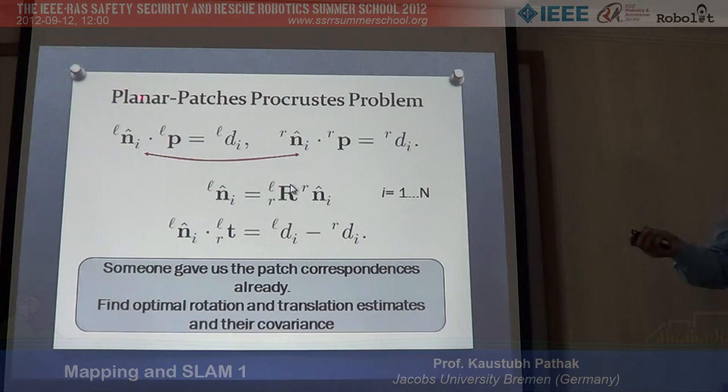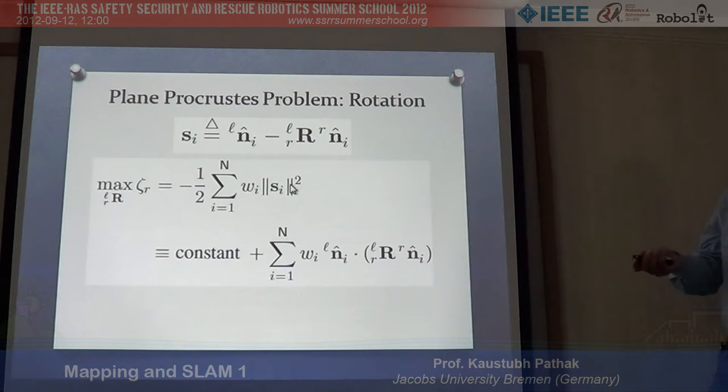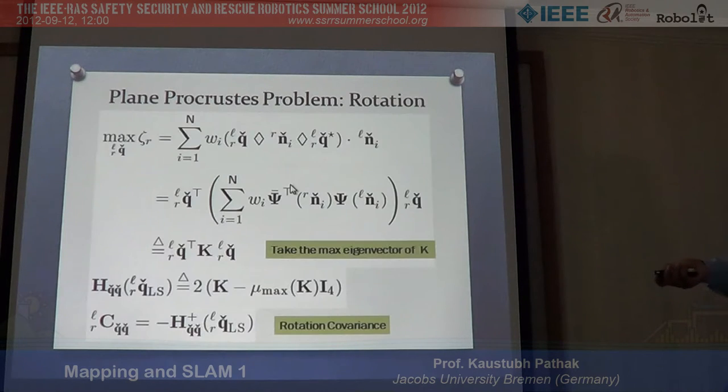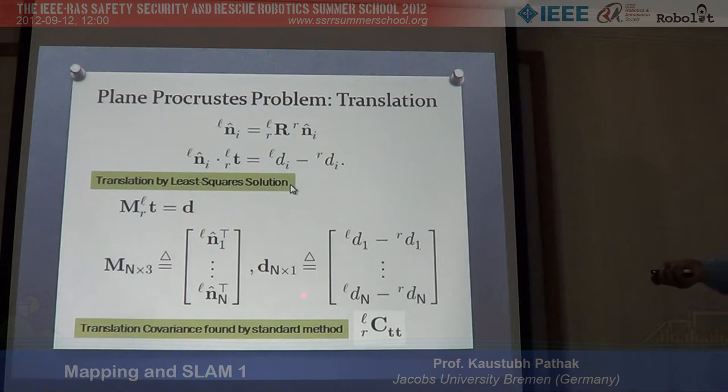Now, again, we have a planar patches Procrustes problem where somebody already gave you the correspondences. You would like to find out the rotation and translation. For this, I'm just going to say that we have a closed form solution. Once you have the correspondences, the computation is really fast. And the nice thing is that you can also compute the covariances of rotation as well as translation separately.